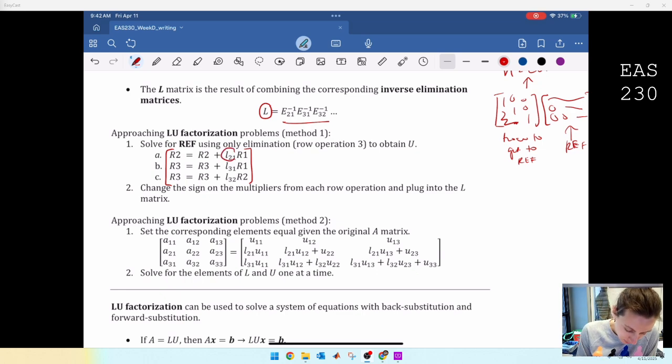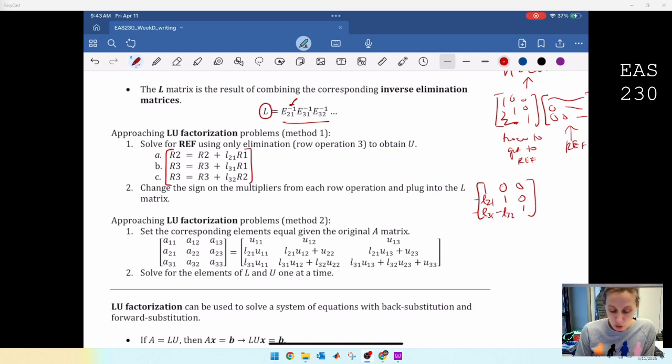Then notice we've got these multipliers that show up: L21, L31, L32. Those would show up in the elimination matrix. We don't want the elimination matrix. We want the inverse. So we need to change the sign. L21 becomes negative, L31 becomes negative, L32 becomes negative. And we plug those into L, where L looks like this.